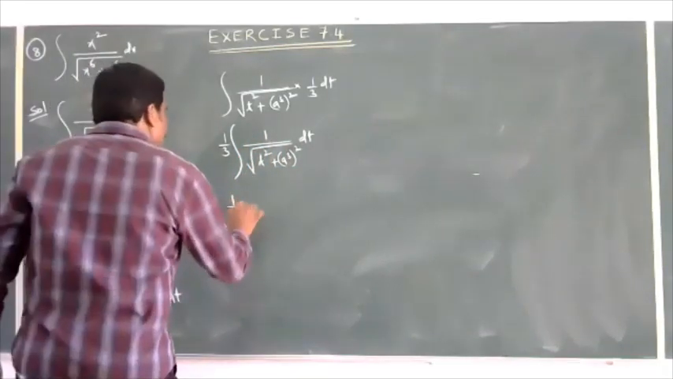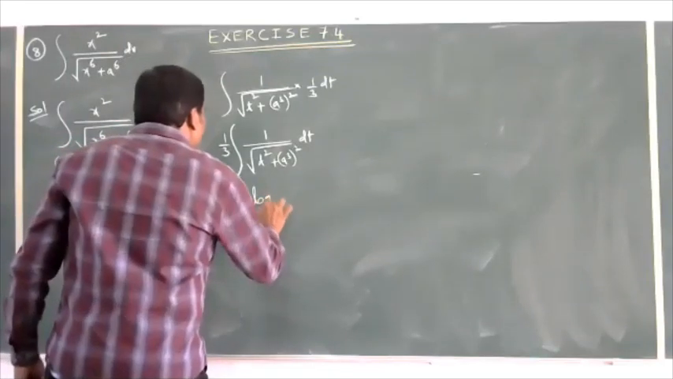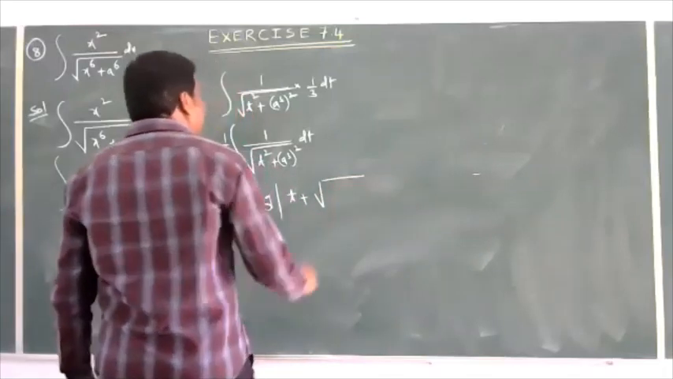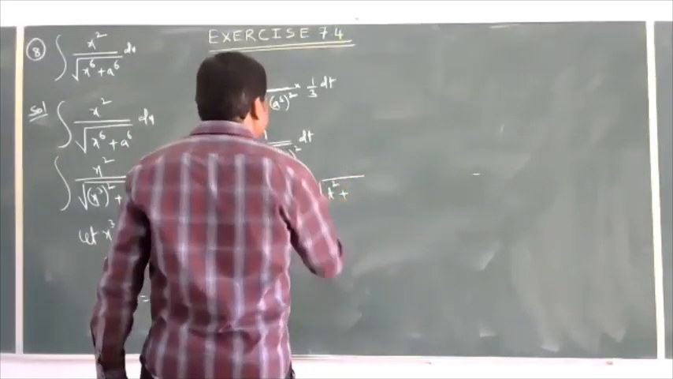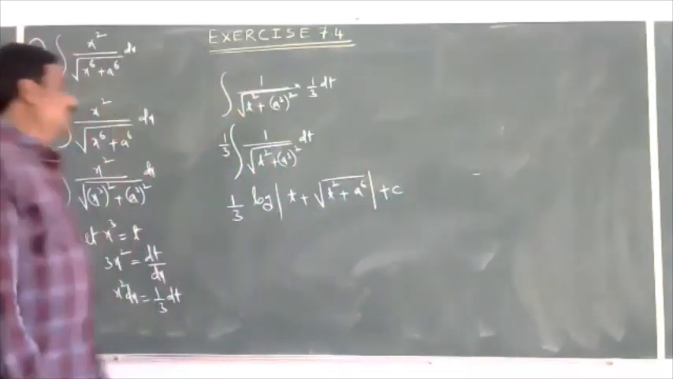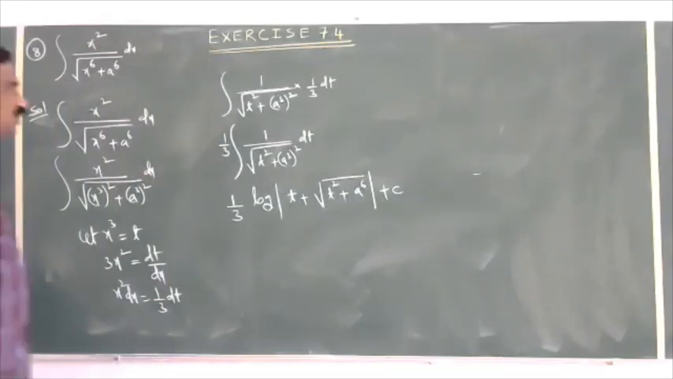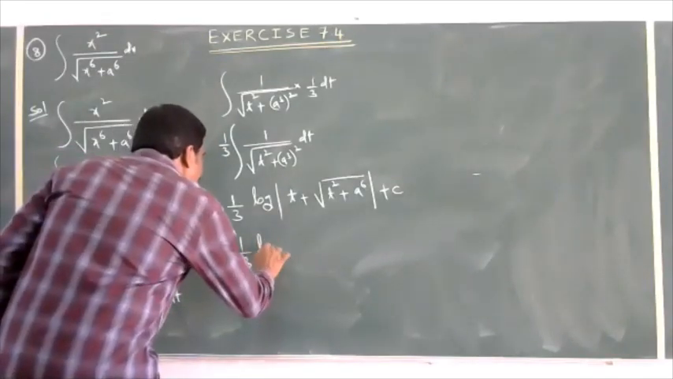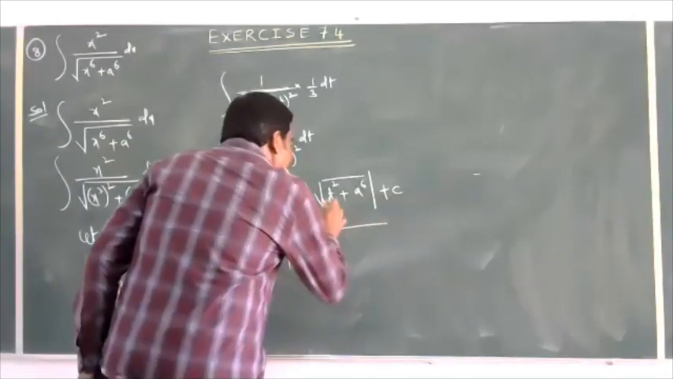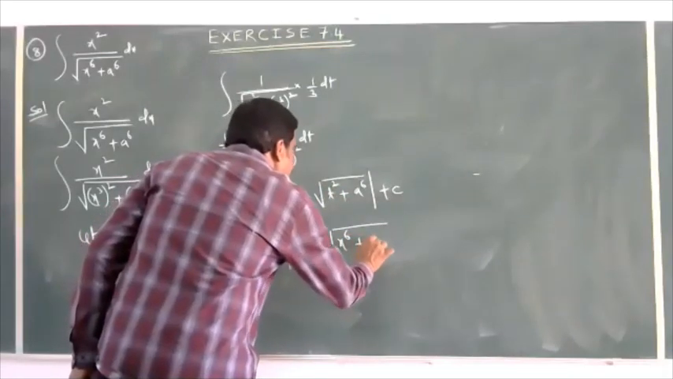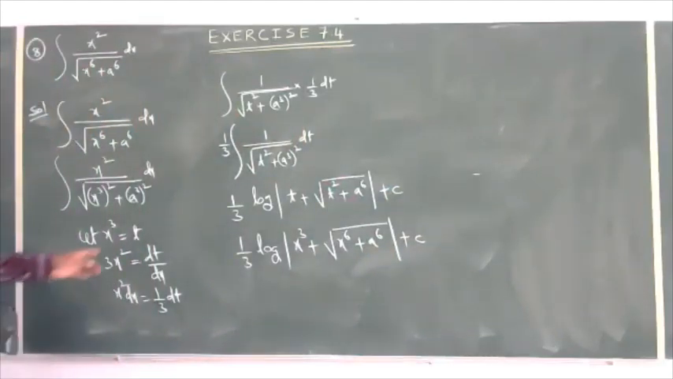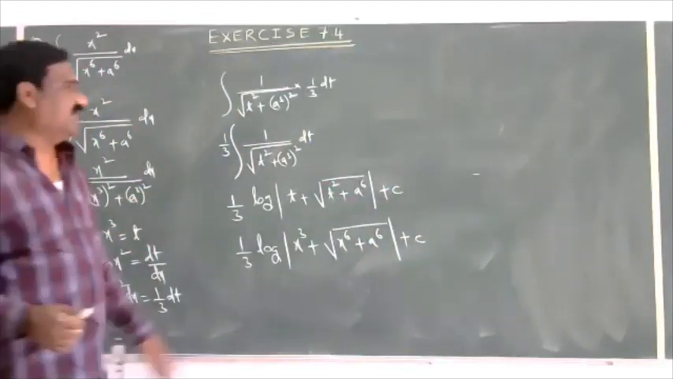1 by 3 into log mod x, that is t, plus root of x square plus a square, that is t square plus a cube whole square, that is a power 6, plus c. Then substitute what is t here? x cube. That is 1 by 3 into log mod x cube plus root of x cube whole square, that is x power 6, plus a power 6 plus c. A cube whole square, that is a power 6.